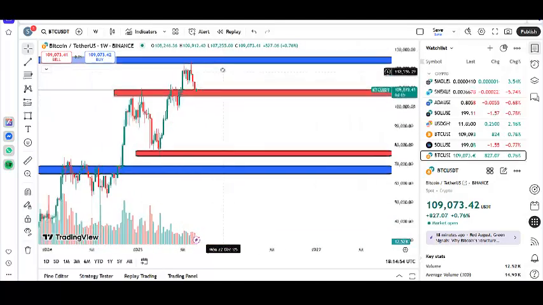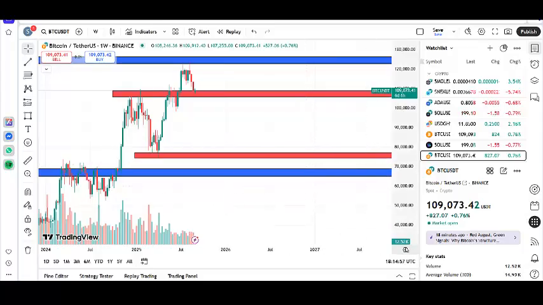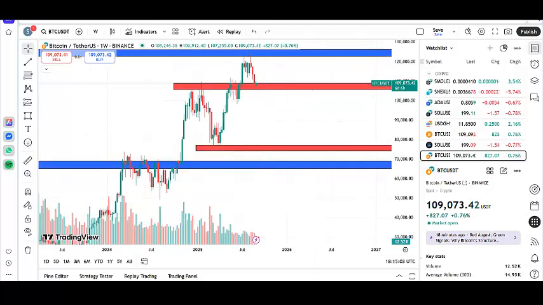So Bitcoin is still in an uptrend. Don't be deceived. Once you check the weekly time frame, you are going to see it's still in an uptrend. So yeah, that's my analysis on Bitcoin.